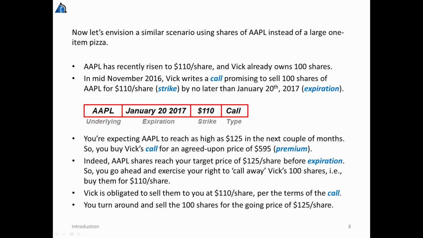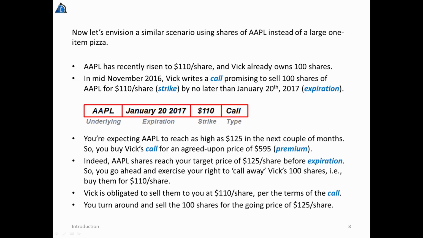It's still valid. And so you go ahead and you exercise your right to call away Vic's 100 shares, meaning to buy them for $110 per share per the terms of the contract. Vic's, of course, is obligated to sell them to you. He's the writer of the contract. He's obligated to honor the contract. To book your profit, you turn around and you sell those 100 shares for the ongoing market price of $125 per share. So how much money have you made in this transaction?